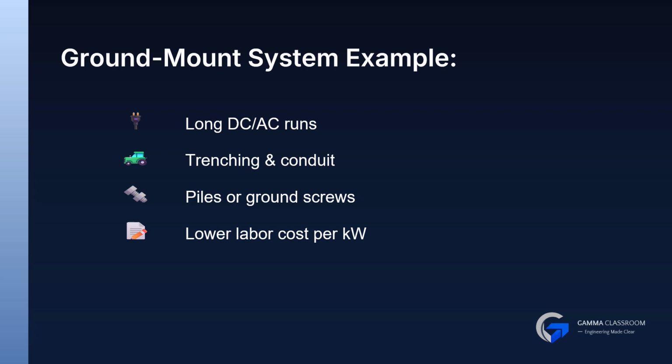Ground mount systems require long cable runs, trenching, and conduit installation. Mechanical BOS is higher due to piles or ground screws, but the labor cost per kilowatt is lower.